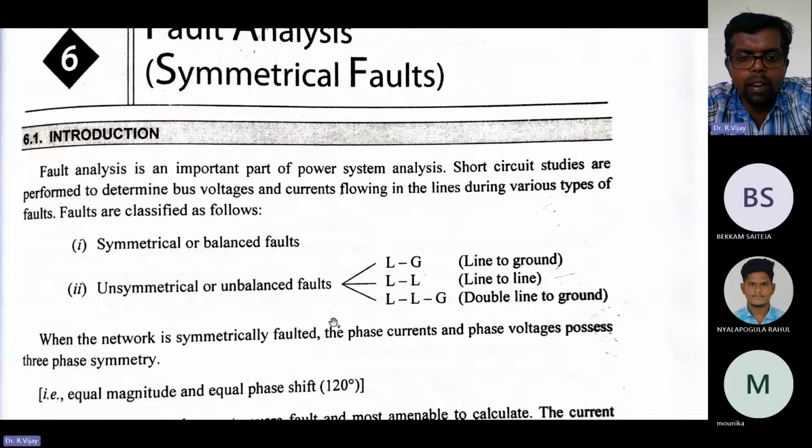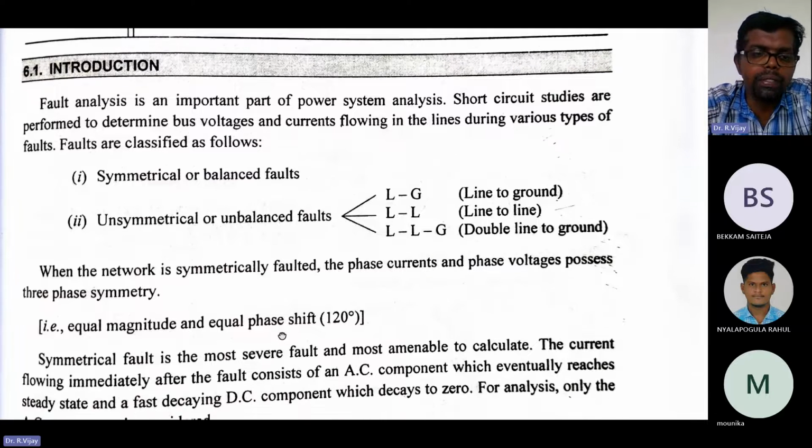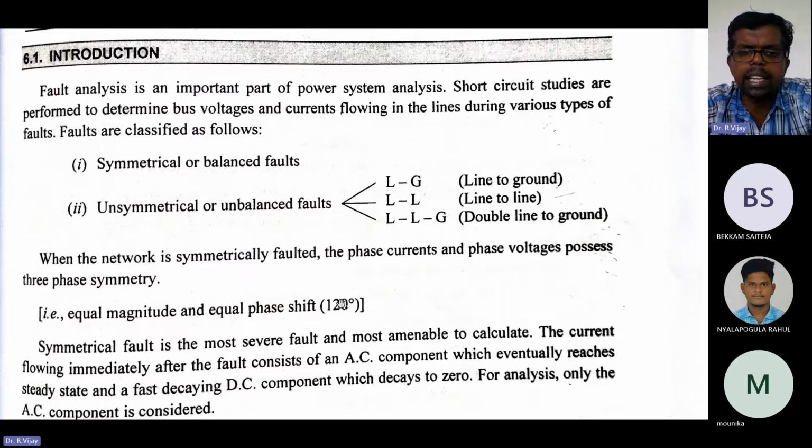When the network is symmetrically faulted, the phase current and phase voltage possess three-phase symmetry, that is, equal magnitude and equal phase shift. So if any fault happens, this phase shift automatically varies, and we can easily analyze that there is some fault in the line. Sometimes current will be more in one phase alone, and another line will have less current, so they can easily analyze that too.